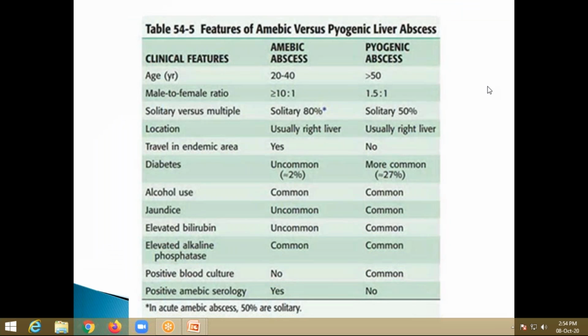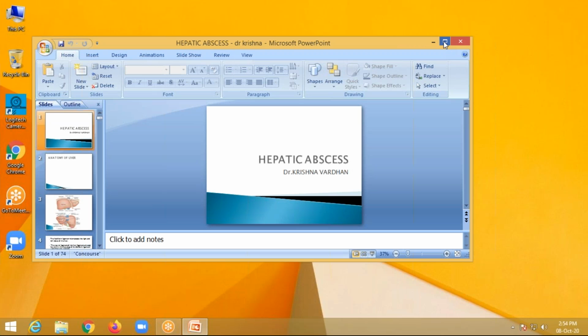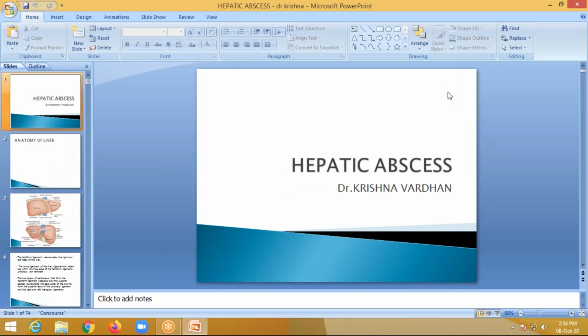So this is again an exam question for you. In amoebic liver abscess, PT is characteristically increased. In pyogenic liver abscess, alkaline phosphatase is characteristically increased. Okay, so this is the class today, pyogenic liver abscesses. So any doubts you can ask. If you want, I can clarify. So if you don't have any doubts, we will end the class.